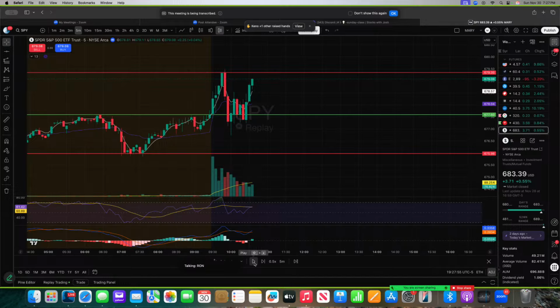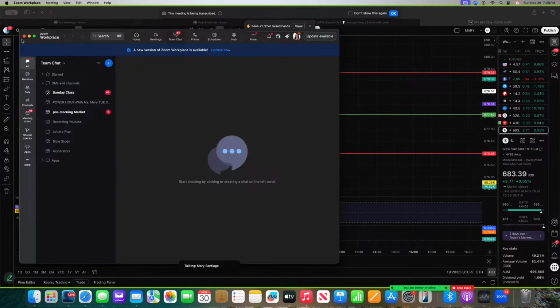Is that on the cross of it or on the close of the candle? You always have to wait for the candle to close, okay? Always wait for the candle to close.